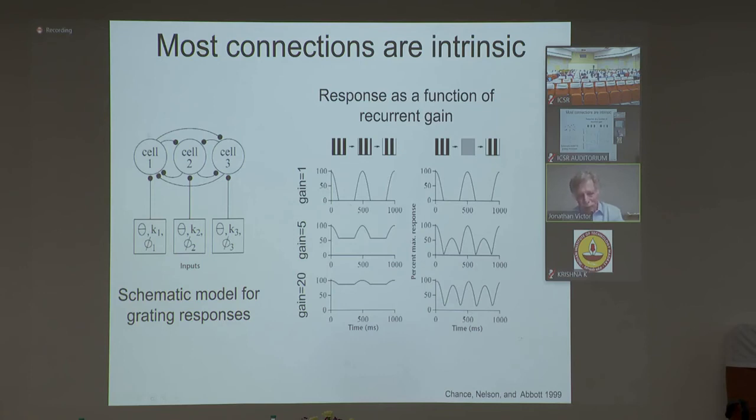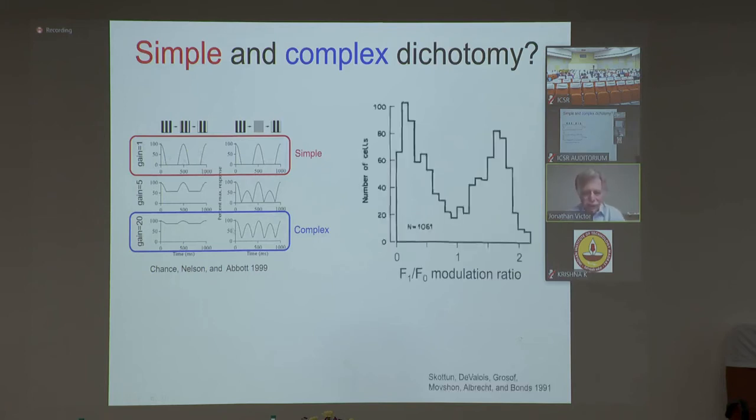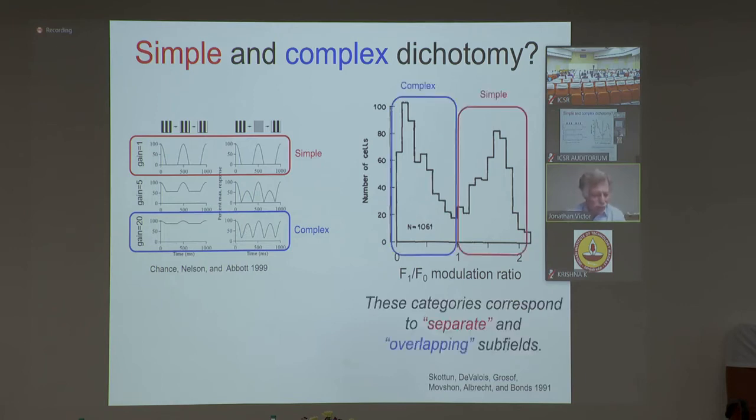So with a lot of recurrence between cells, one could get responses that were the same for the presentation of a stimulus and also for its withdrawal. So what this means was that the same network, just by tweaking the amount of recurrence, could have simple behavior or it could have complex behavior. And that if they randomly assigned neurons to having lots of recurrence, as in this case, or very little recurrence, they could reproduce the apparent dichotomy between simple and complex cells that was previously observed.